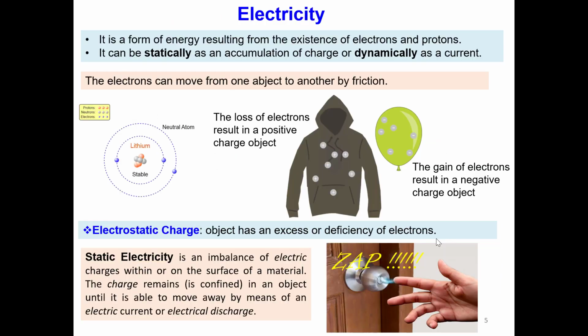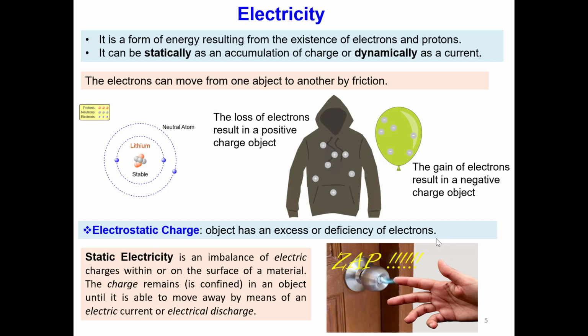Electricity is another form of energy resulting from the existence of electrons and protons. Electricity can be static, as an accumulation of charge, or dynamic, as a current. Let's first explain static electricity. We know electrons can move from one object to another by friction, for example when we rub two objects or when we rub our hands.